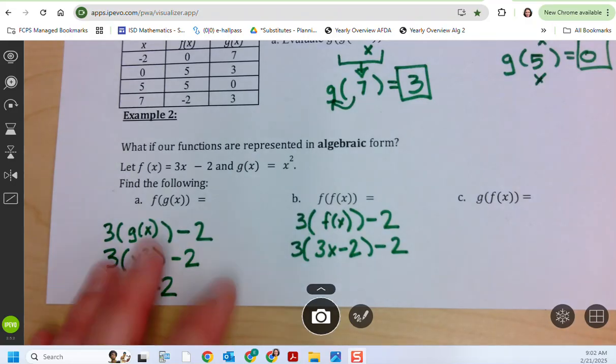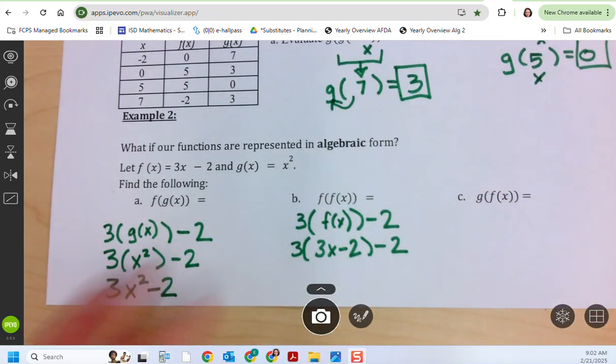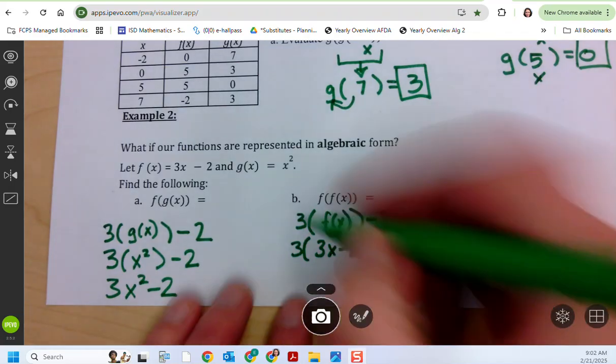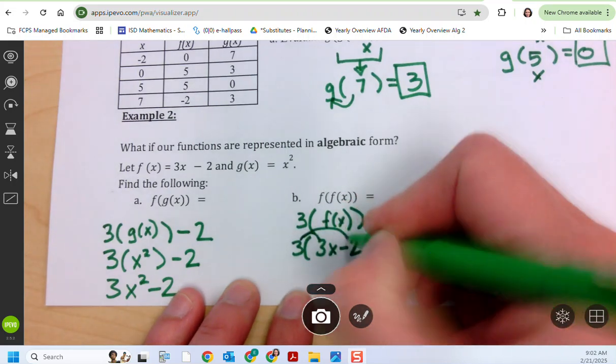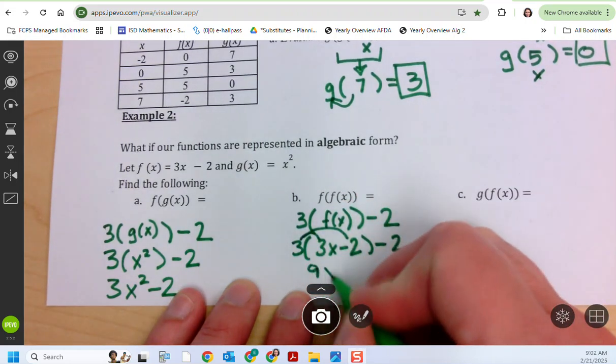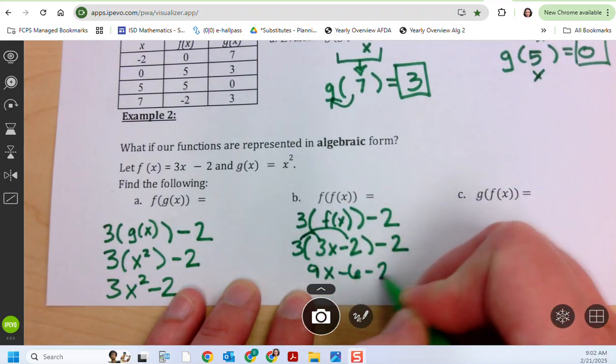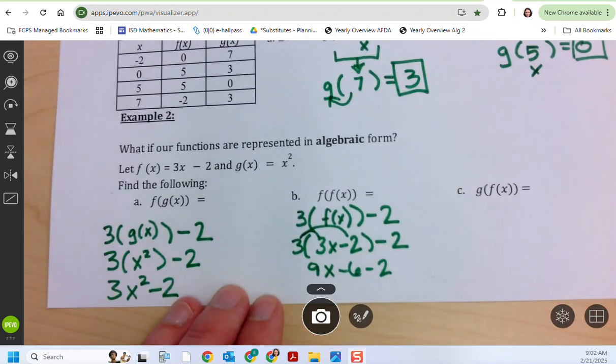All right, so now I'm going to distribute and then combine like terms. So multiply the 3 times the 3x minus 2, and then combine your like terms. All right, and then Omega gets 9x minus 8. Anybody else get that? Yeah. Good.